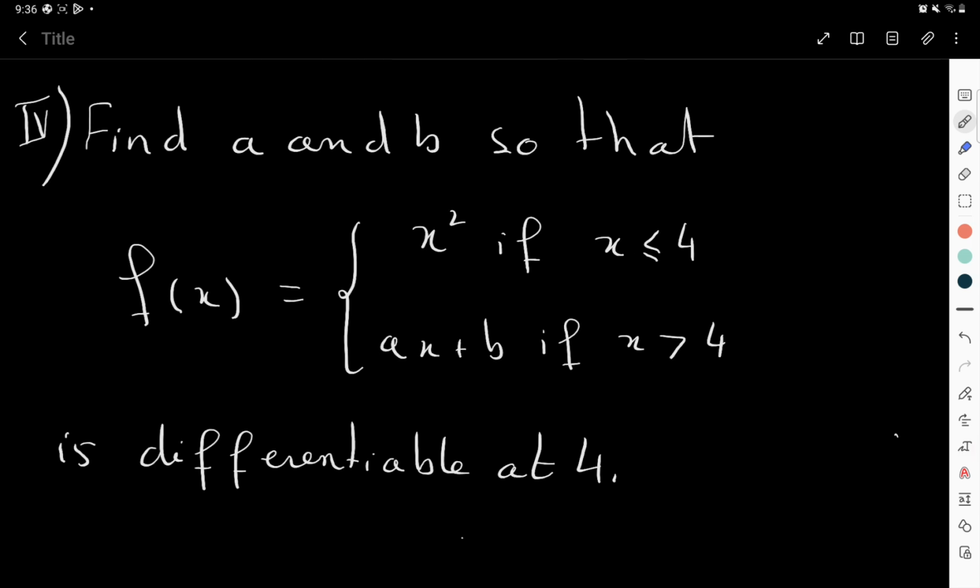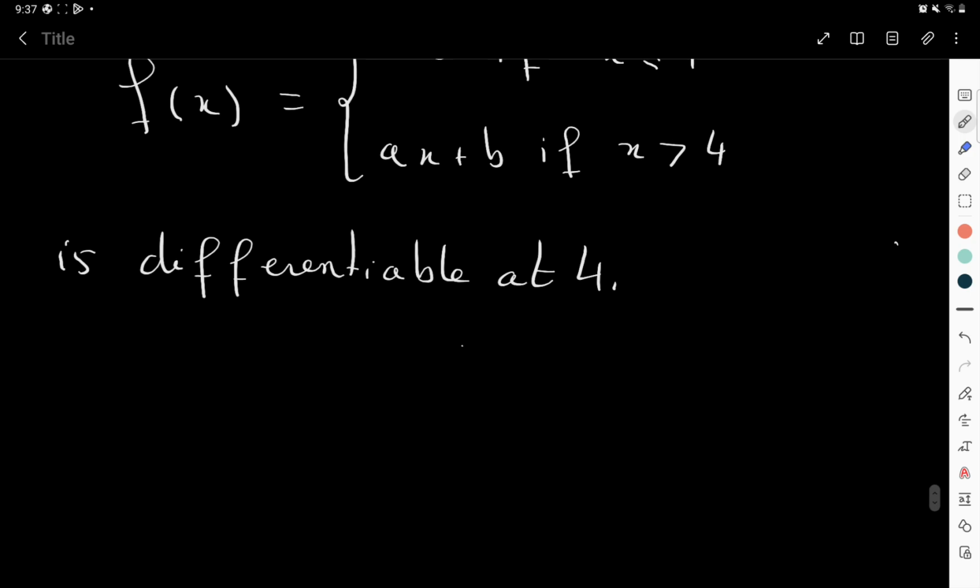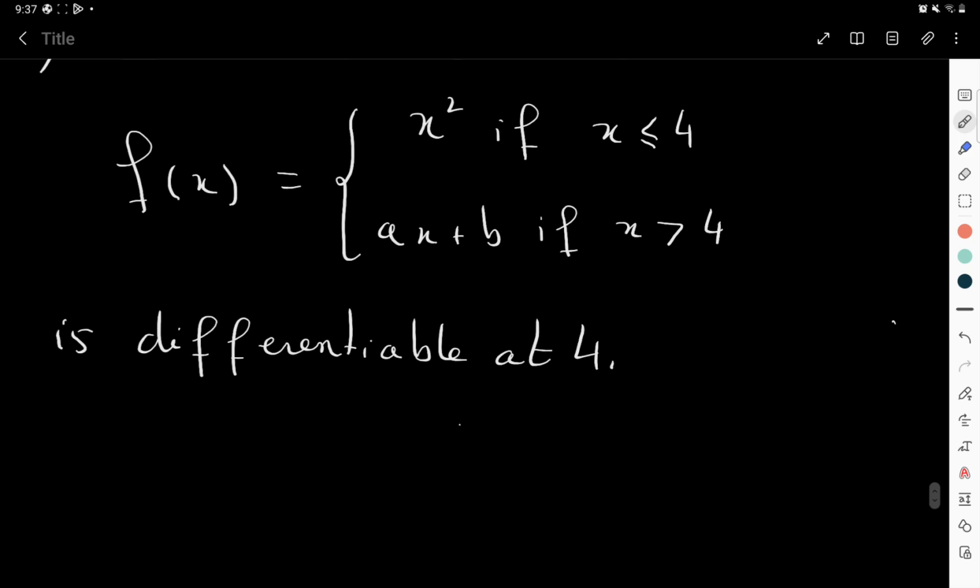Anyways, let us move to the last question: find a and b so that the function f given by x squared if x is less than or equal to 4, and equal to ax plus b if x is strictly greater than 4, is differentiable at 4. Before we begin, notice that we have two unknowns. So what we need is two equations, technically, to solve for two unknowns.